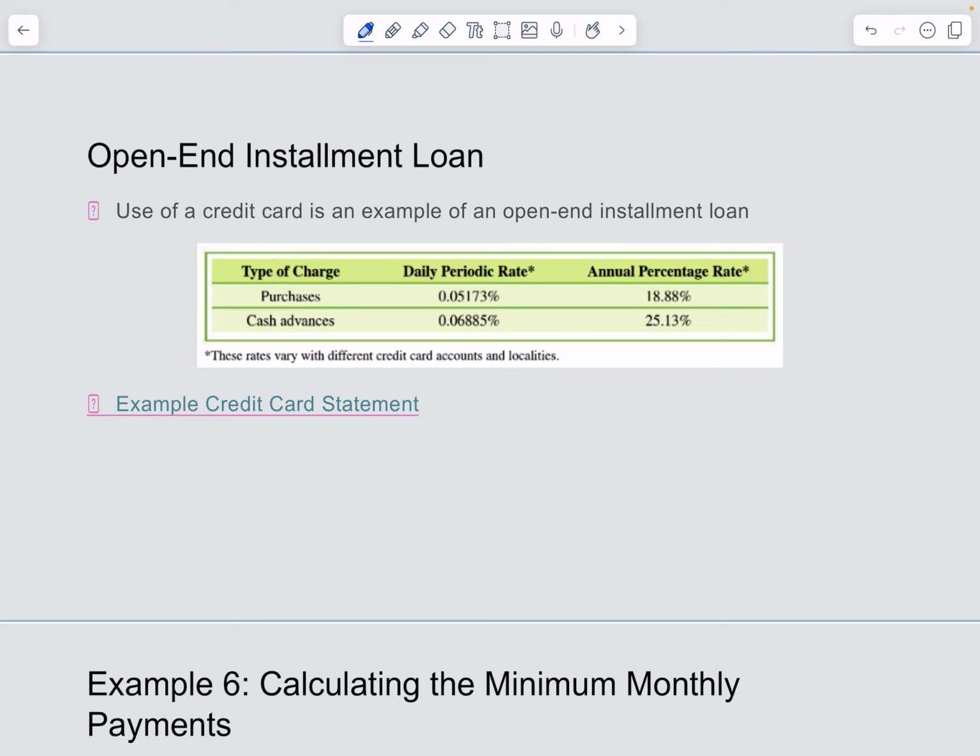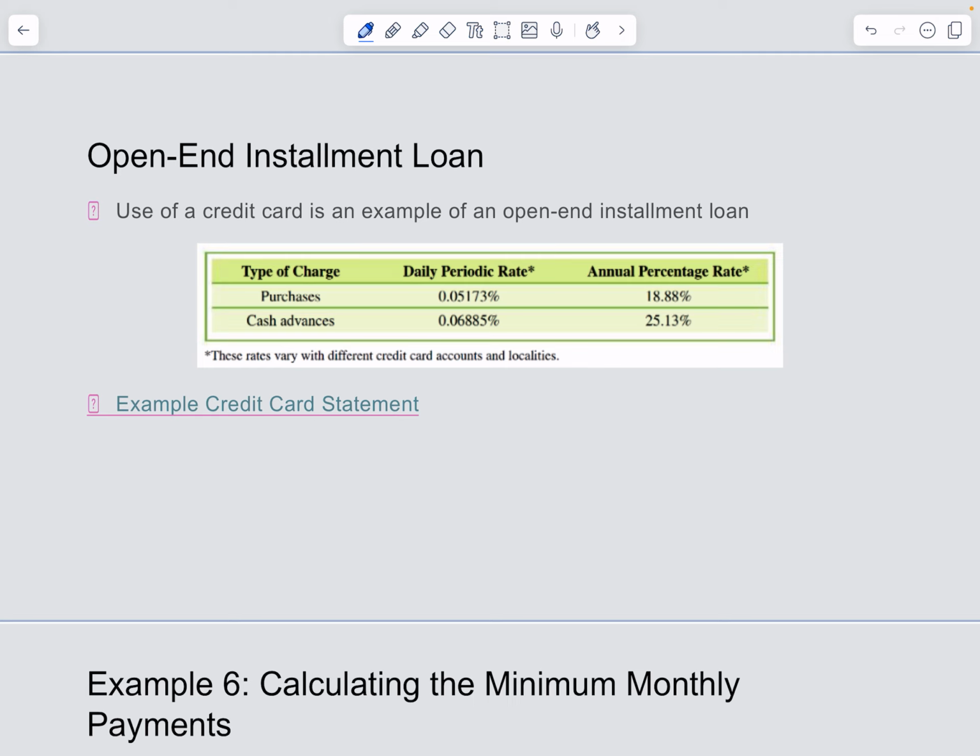Okay, in terms of the open-end installment loans, those are credit cards. So those are where you can make a payment as the minimum payment, or you can make more than the minimum payment. You can pay the whole thing off. It's really open-ended. Here are some examples of credit card terms. They're not for any particular credit card. It's just an example so you can see.